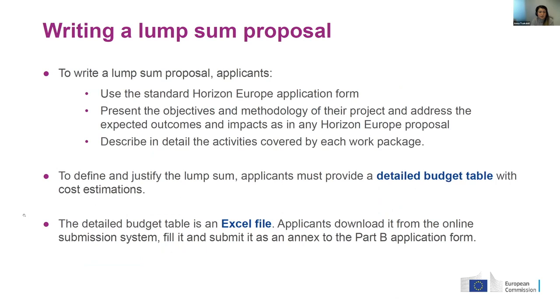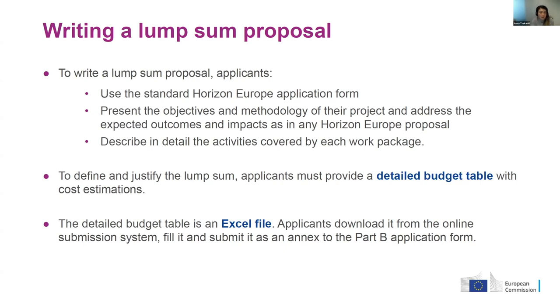Here are some tips when you prepare your proposal for a lump sum topic. You need to use the standard Horizon Europe application form, which of course you will find in the Funding and Tenders portal. The application form you will see there is for your information. What we advise you is to use the one provided in the submission portal, because that application form is customized for your topic, taking into consideration the topic conditions. What you need to do is to present, of course, the objectives and methodology of your project, and to address, of course, the expected outcomes and impacts as in any other Horizon Europe proposal.